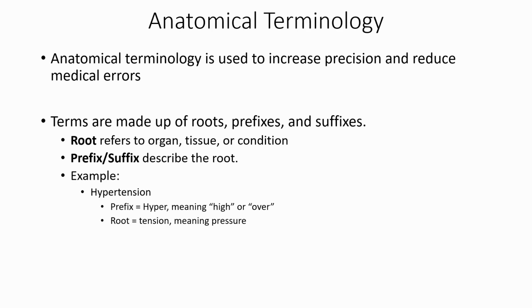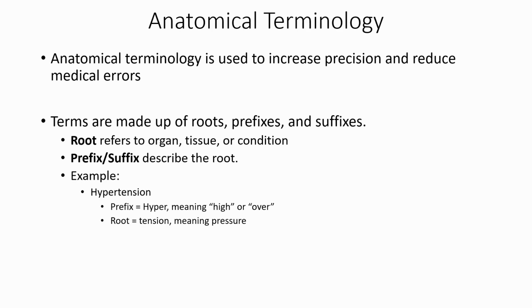Because we're all working together as a team to help patients, right? Now these terms are made up of a few things. They're made up of roots, prefixes, and suffixes. So the root usually is referring to the organ, the tissue, or the condition, and then a prefix or a suffix is going to help describe the root. So if we look at our example here, hypertension, our root is tension. So we think tension, right? Something's under tension, it's tight. So we're talking about pressure in this case.